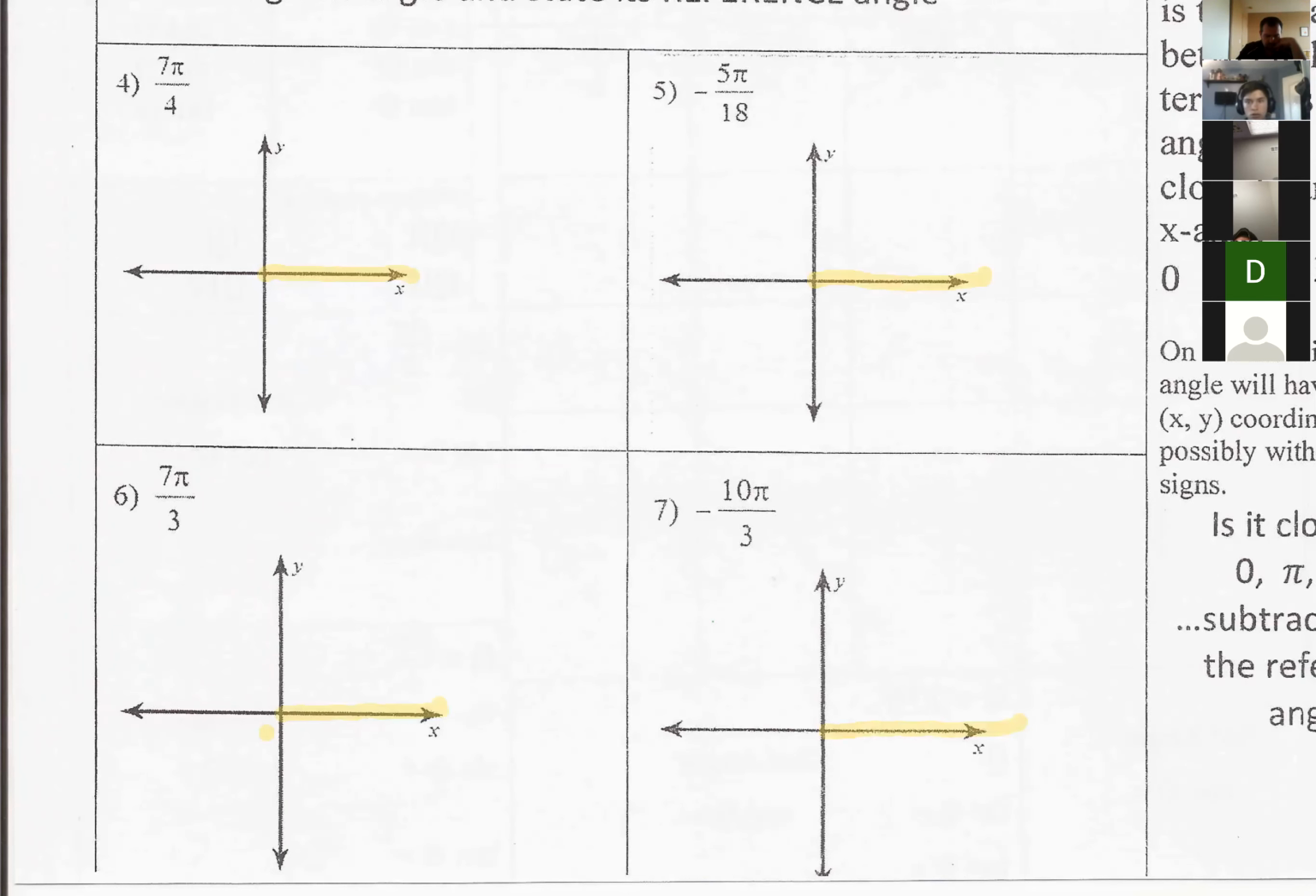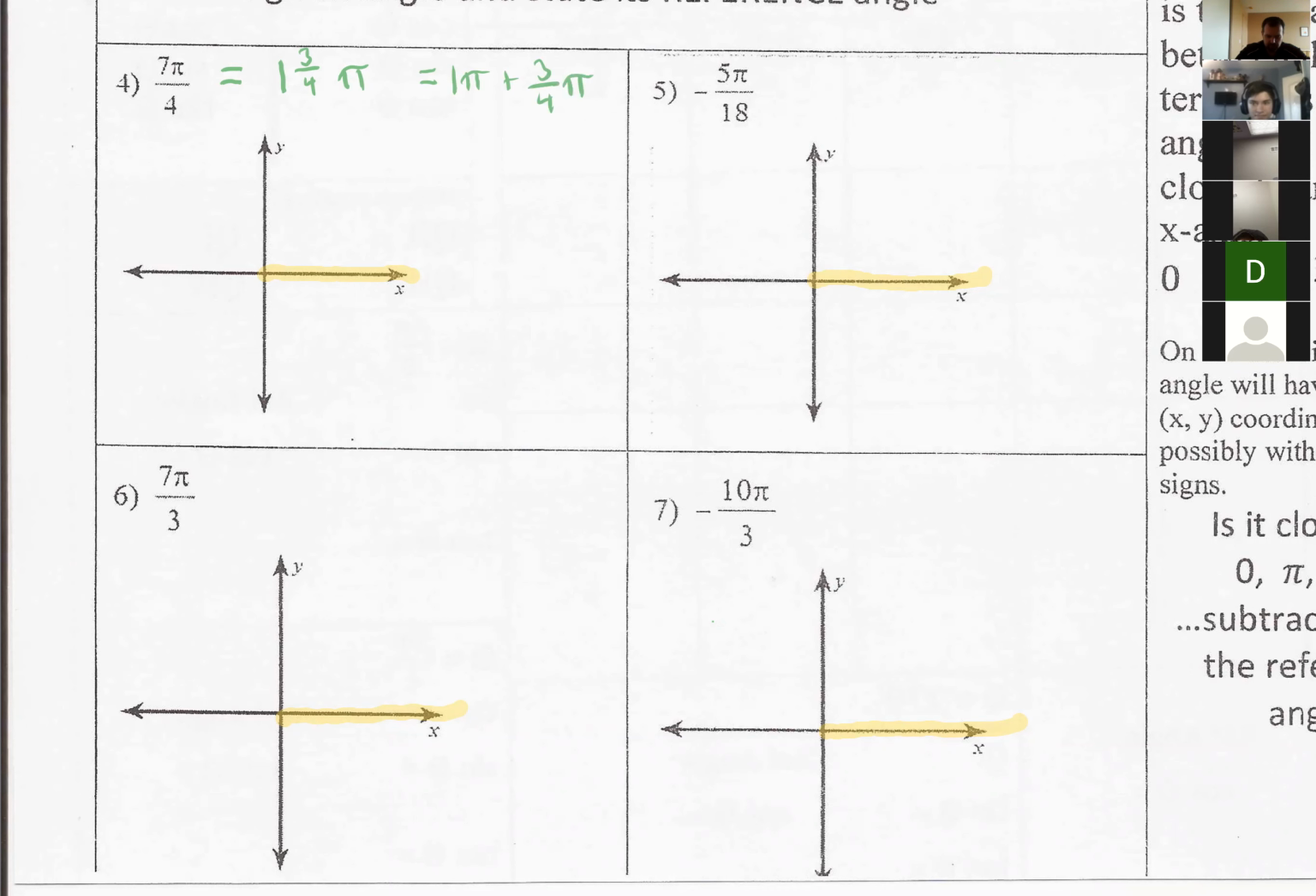Okay, so for number 4, I'm going to convert this to a mixed number. So when you convert this to a mixed number, 7 divided by 4, 4 goes into 7 one time. 4 times 1 is 4, so you have 3 left over, and then the denominator stays the same. So this is 1 3/4 pi. You can think of this as 1 pi plus 3/4 pi.